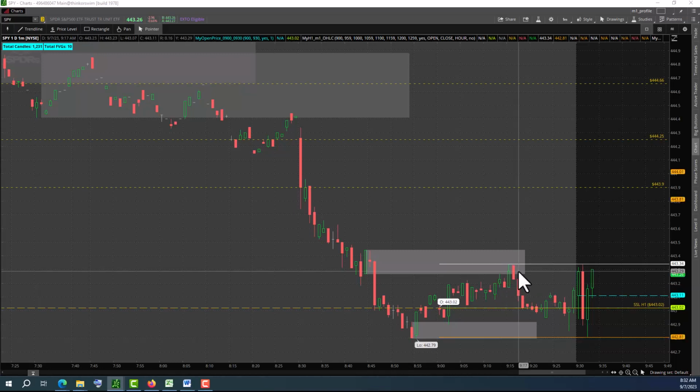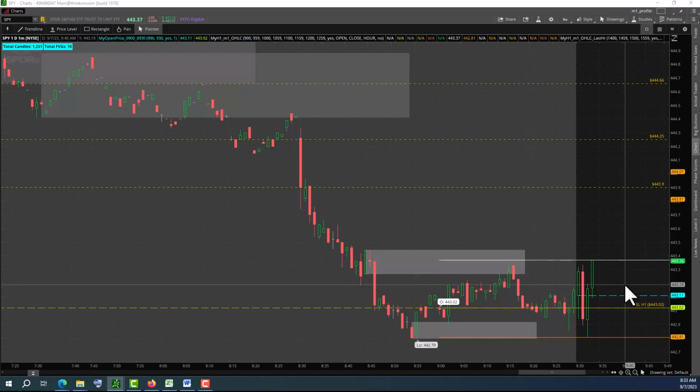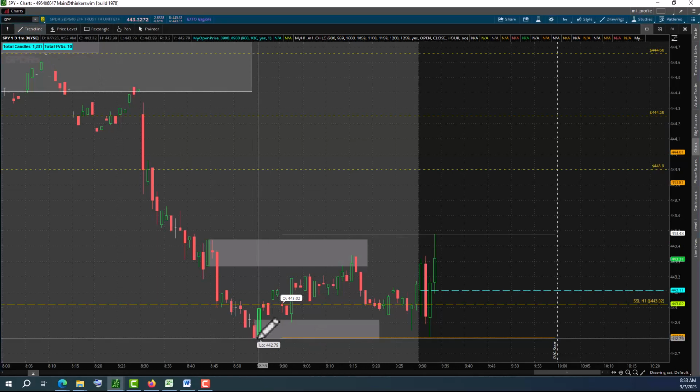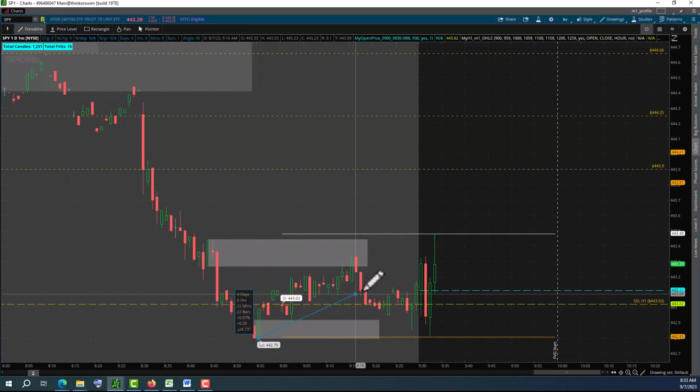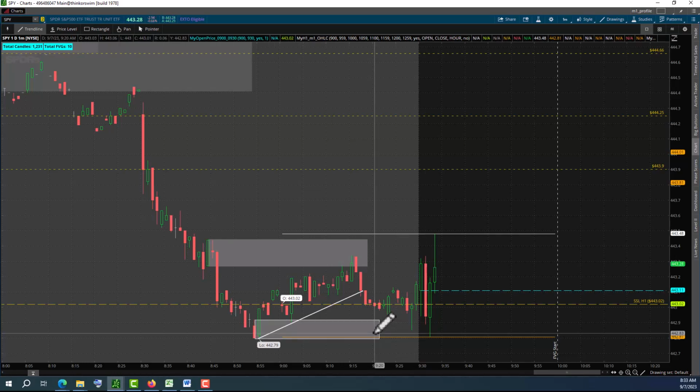So this setup is still valid. We want to see a break and then a retest there. So right here we see the sell side liquidity drop and then it traded. So far so good, but it did not violate this order block.